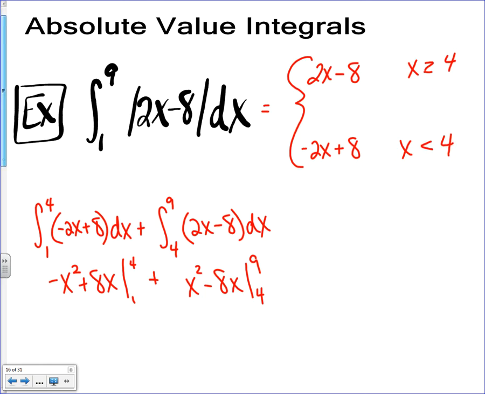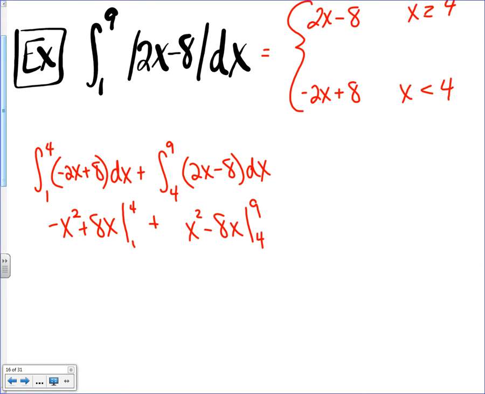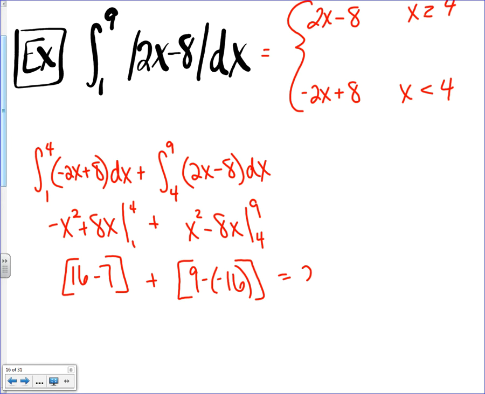And now we're ready to plug in our values. This one gives me 16 minus 7. This one gives me 9 minus a -16. If I add them, I get a final area of 34.